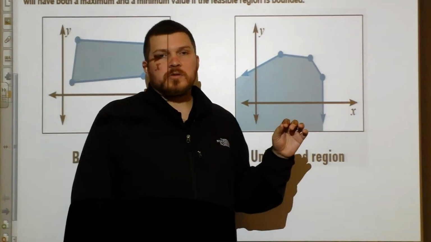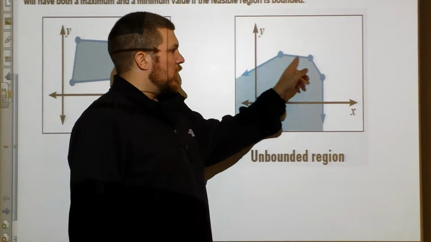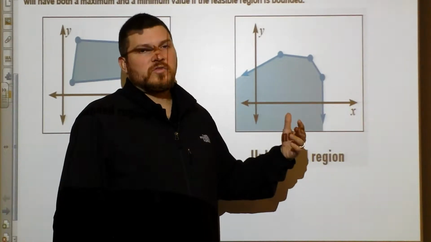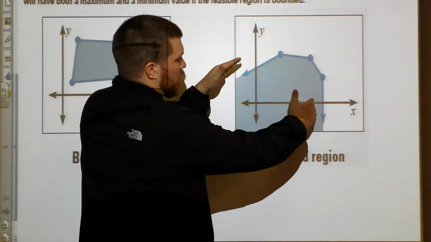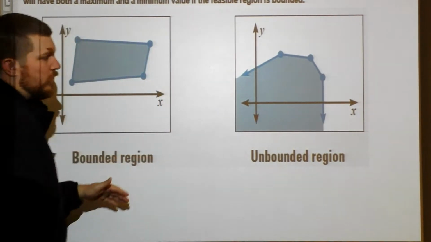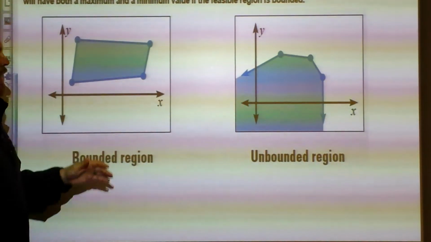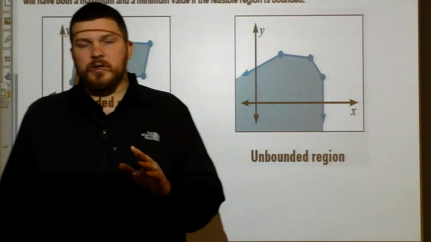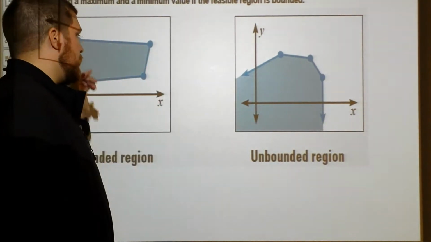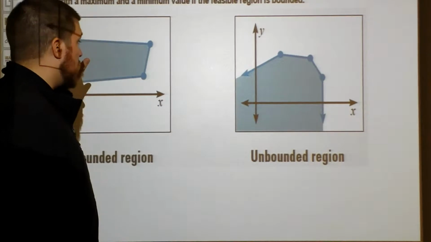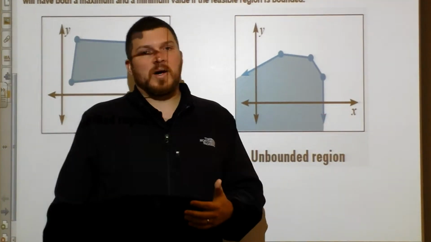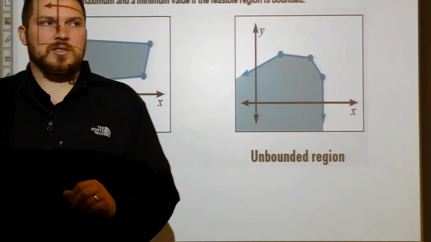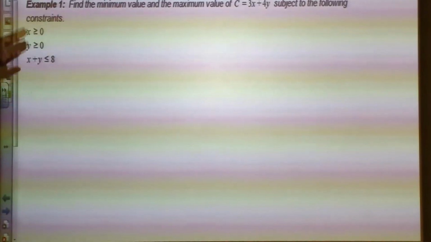Or a feasible region could be unbounded, which means some of the sides are closed in, that's fine, but then you have this open area, which just kind of means graphically it goes on forever in that direction. Most of the time, at least at our level, in high school, we're going to be talking about bounded regions, but just be aware that unbounded is totally possible. Okay? So, let's move forward and actually try an example.